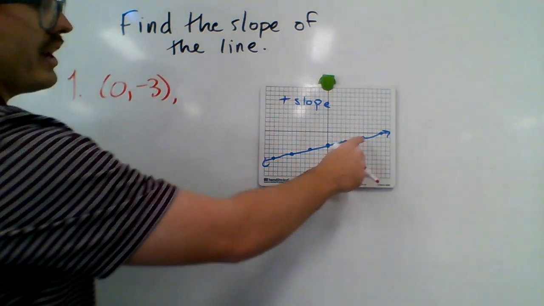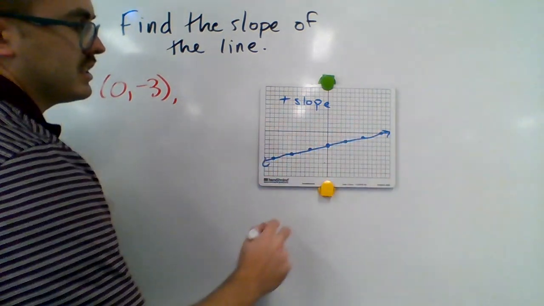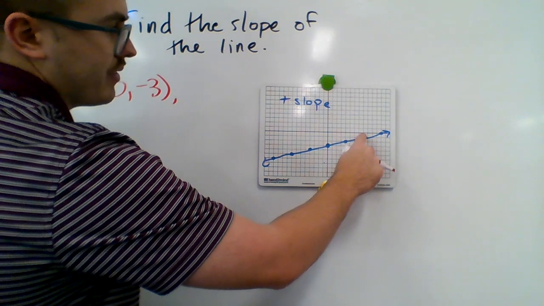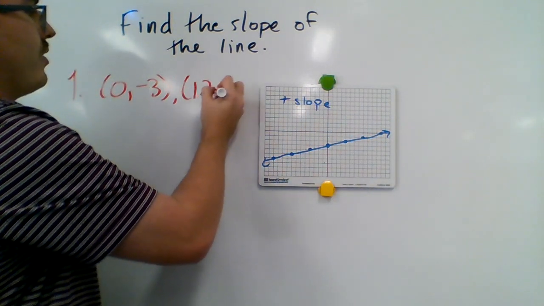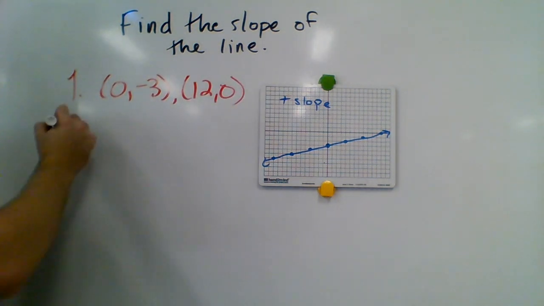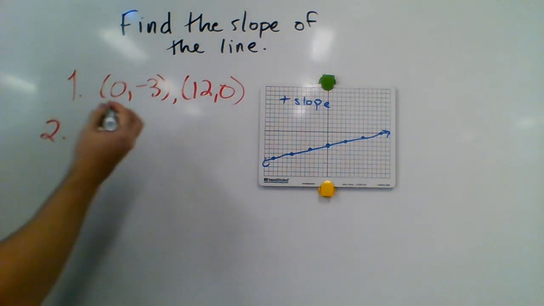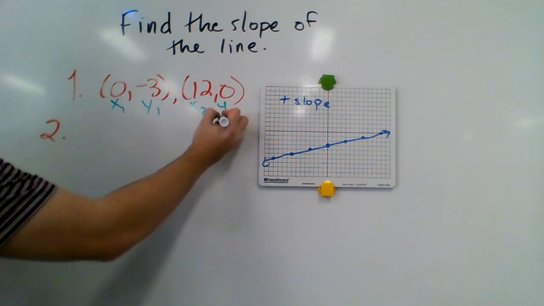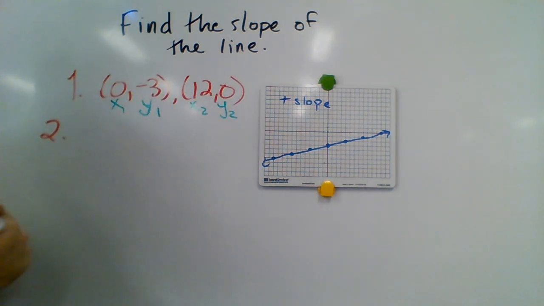Then let's go ahead and choose this one all the way over here, because that's also on an axis. That's 1, 2, 3, 4, 5, 6, 7, 8, 9, 10, 11, 12. 12, 0. That's going to make things easy for us in step number 2. I'm going to go ahead and label my coordinates as x1, y1, x2, y2. I said I was going to make my y's better, and I still didn't.